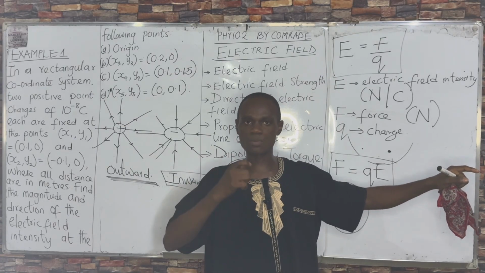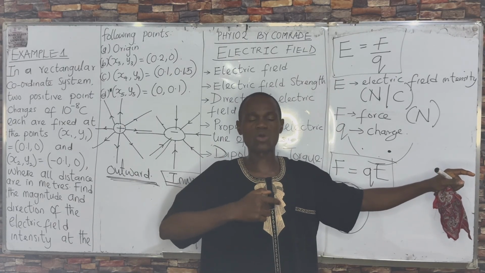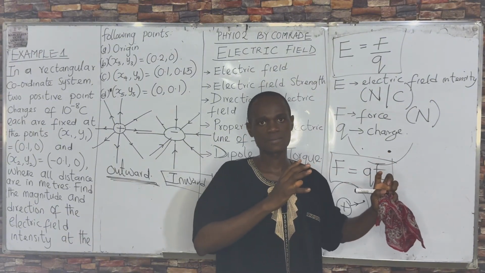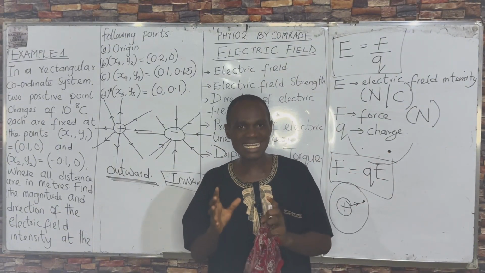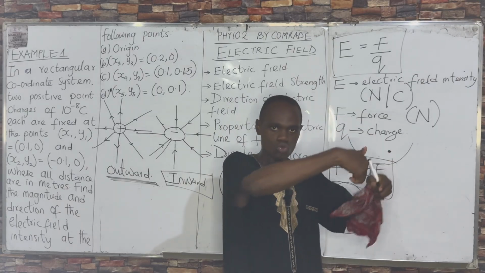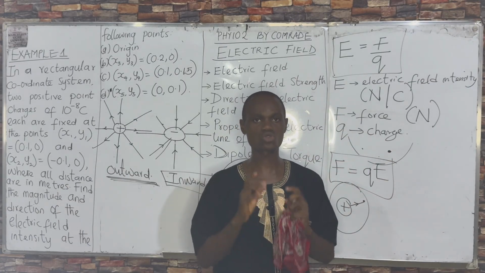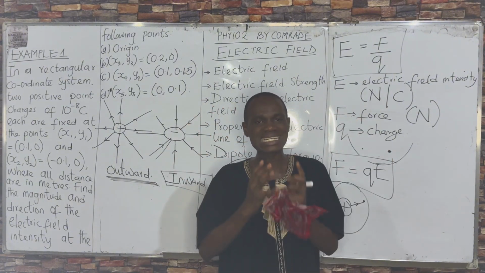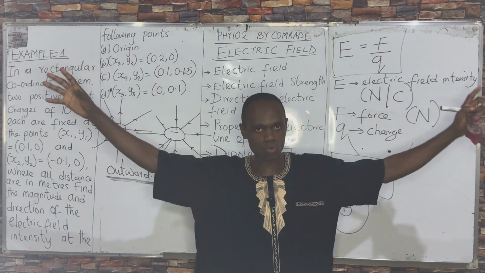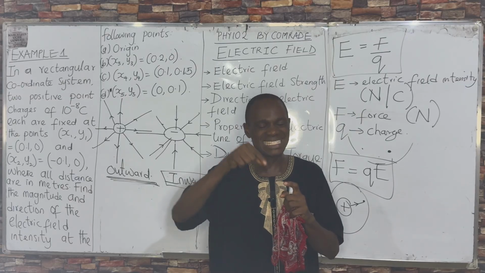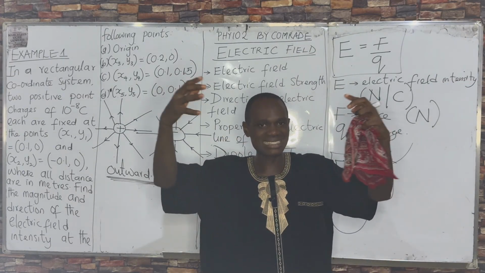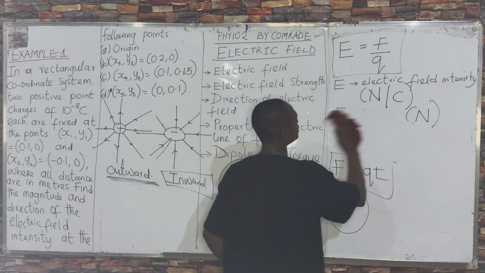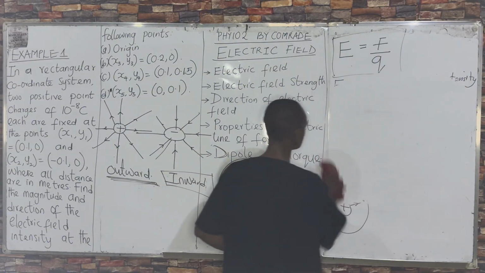If the charge is positive, the direction of the field will be away from the charge, while if the charge is negative, it will be into the negative charge. So you must have this in mind: a positive charge creates a field that radiates outward, while a negative charge creates a field that radiates inward. Exactly. So let's break this down.